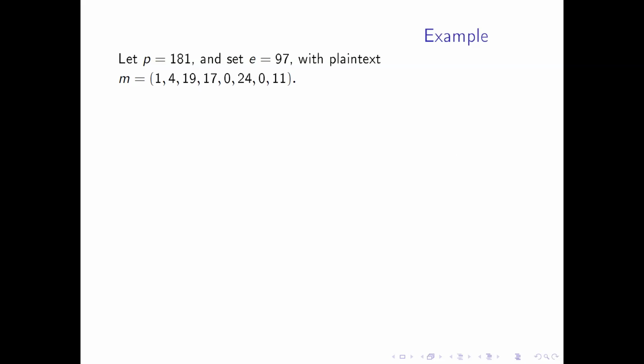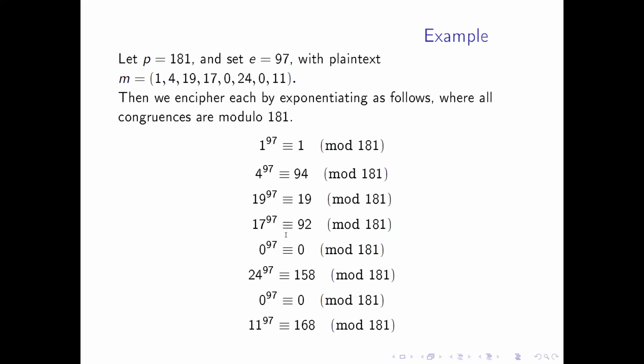All right, so how do we do this? Well, we then encrypt each and every single one of them by raising them to a power, mod 181. So 1 to the 97th power, that's pretty easy, I don't care what mod you're talking. 4 to the 97th is kind of hard. What you have to do, and this is where it's useful, is look at what 97 is.